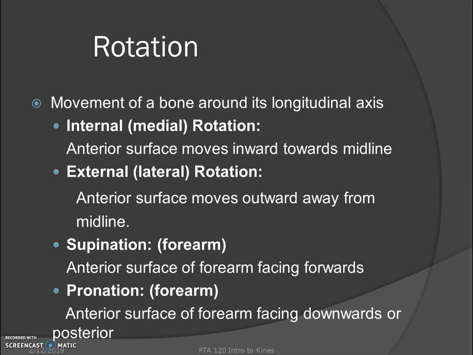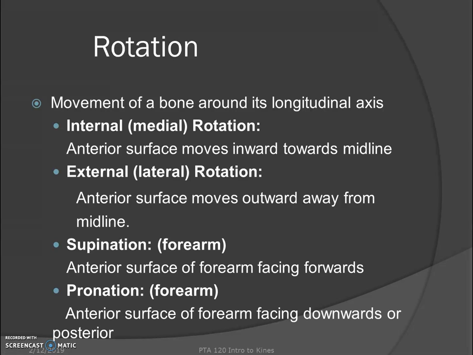Moving on to rotation. Rotation is a movement of a bone around its longitudinal axis. I think of the longitudinal axis as the length of the bone or the long axis of the bone. And we have a couple of examples. We have our internal rotation, which is also known as medial rotation. With internal rotation, the anterior surface moves inwards or towards the midline. With external rotation or lateral rotation, the anterior surface moves away from the midline or outwards.